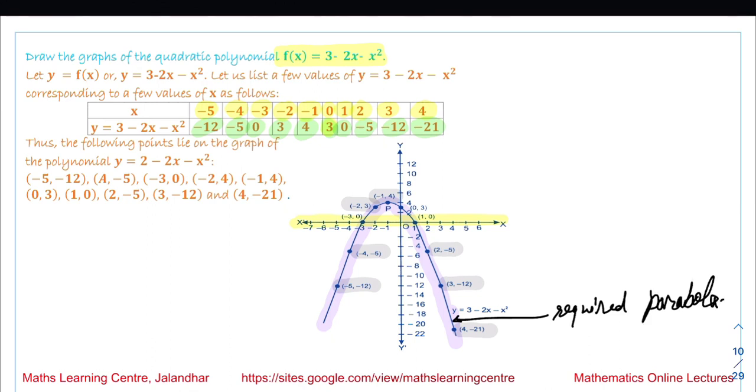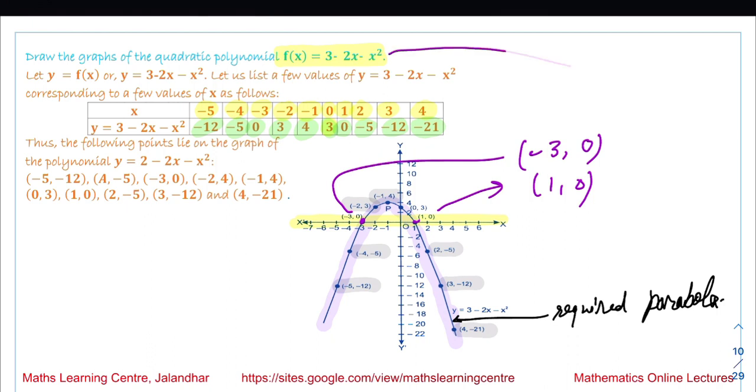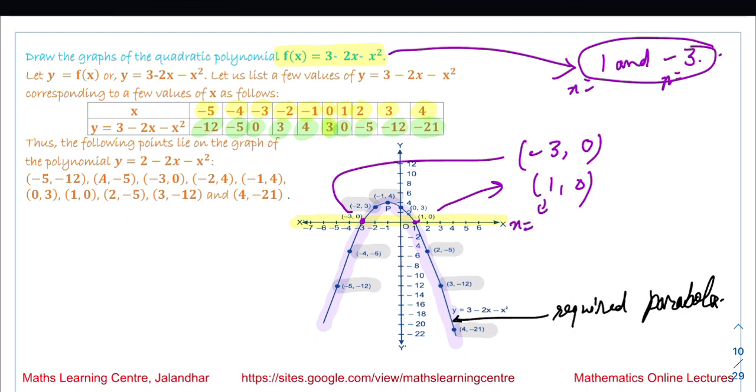We can see from this figure that it is intersecting the x-axis at these 2 points. One is minus 3 comma 0 and the second is 1 comma 0. It means the zeros or roots of this polynomial are 1 and minus 3. This is x is equal to 1, x is equal to minus 3. For x is equal to 1, y is equal to 0. For x is equal to minus 3, y is equal to 0.